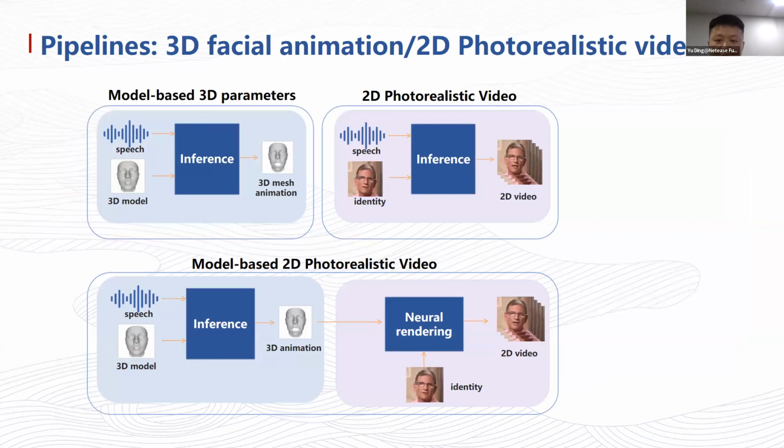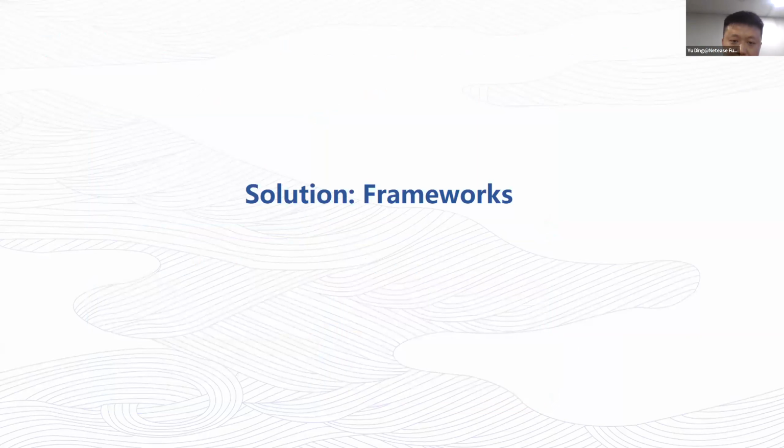So that's all for now. We have discussed the pipelines that exist based on the different output signals. They are model-based 3D parameters generation, 2D photorealistic video generation, and model-based 2D photorealistic video generation. And we have discussed their relationships. And next, let's discuss existing technology frameworks.